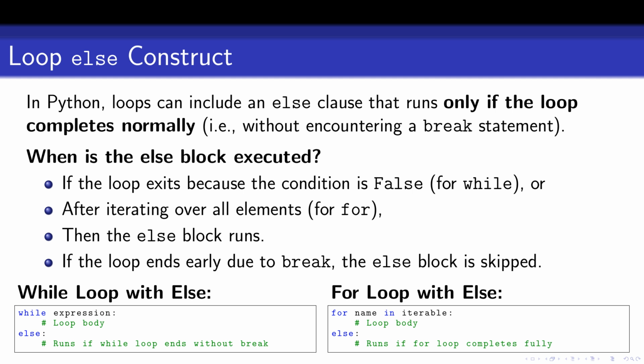For example, if you're scanning for a match and want to display a not found message only if the loop finishes without finding anything. The else clause adds semantic clarity, indicating that the loop ran its full course and no early exit occurred. Though not used frequently, it's a helpful tool for writing expressive and logically precise code.